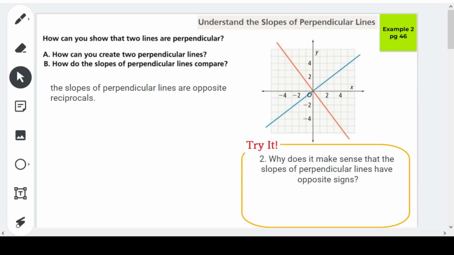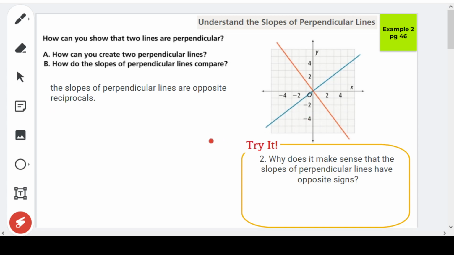Okay, so let's break apart some of these words here. Perpendicular is what you see here. It's where these two lines cross at a 90-degree angle. So they meet at a perfect corner's edge. So when we say opposite, we mean that they have opposite signs. And a reciprocal means that you're taking the fraction that would be the slope and you're flipping that fraction upside down.